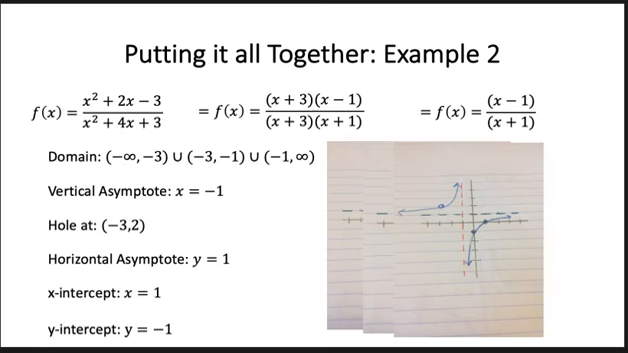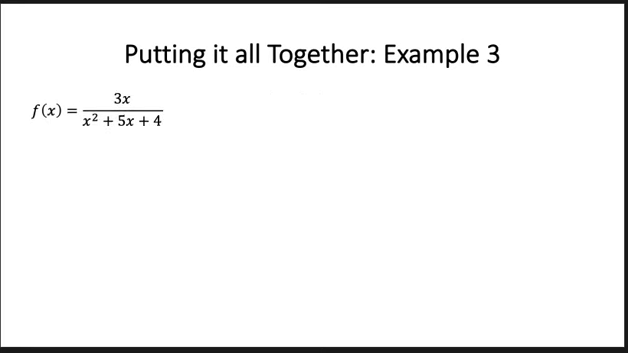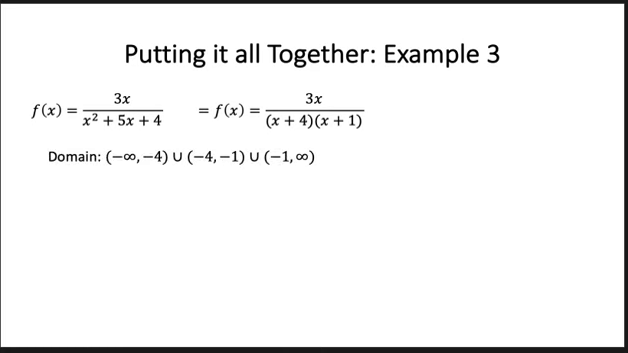Okay, the last example is f of x is equal to 3x over x squared plus 5x plus 4. I can factor the denominator, so I'm going to do that. And there's no common factors that I can divide out. So what's the domain of this function? Well, it's everything except -4 and -1. And what's the vertical asymptote? There are two. There's a vertical asymptote at x equals -4 and a vertical asymptote at x equals -1.